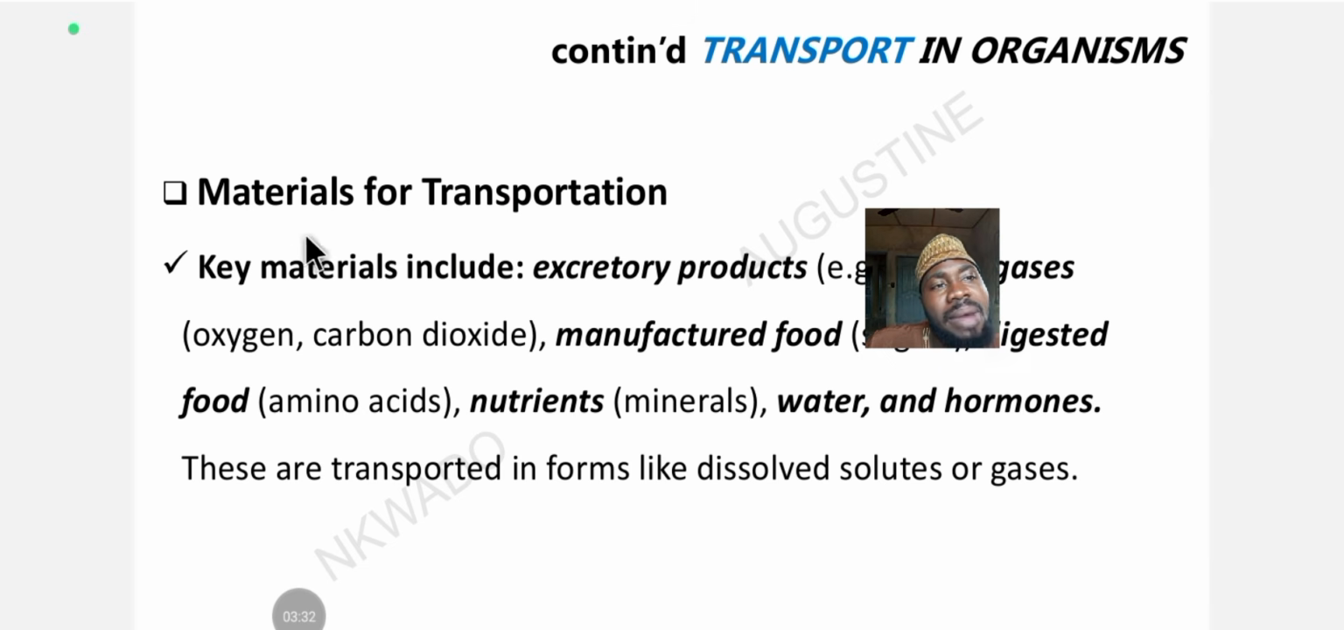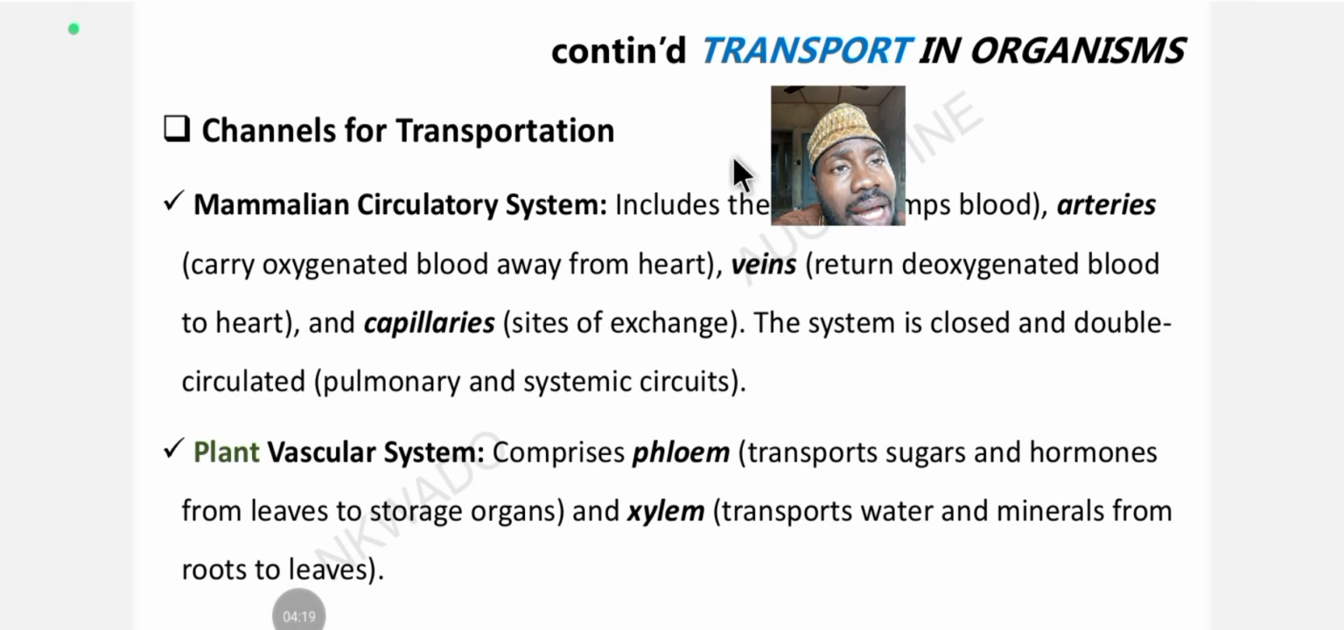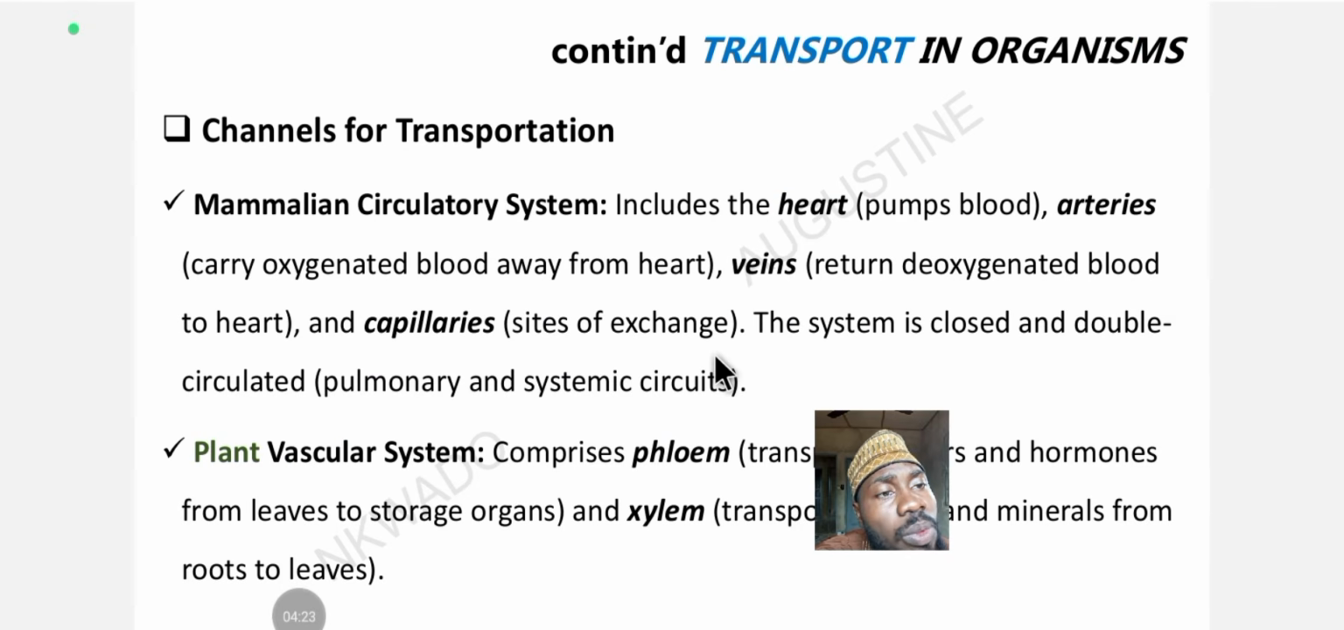What are the materials for transportation in living organisms? Key materials for transportation in living organisms include excretory products such as urea, gases such as oxygen and carbon dioxide, manufactured food such as sugar, digested food such as amino acids, nutrients such as minerals, water and hormones. All these are needed to be transported. These are transported in forms like dissolved solutes or gases. They all dissolve in the blood or, in plants, are transported as dissolved solutes or as gases.